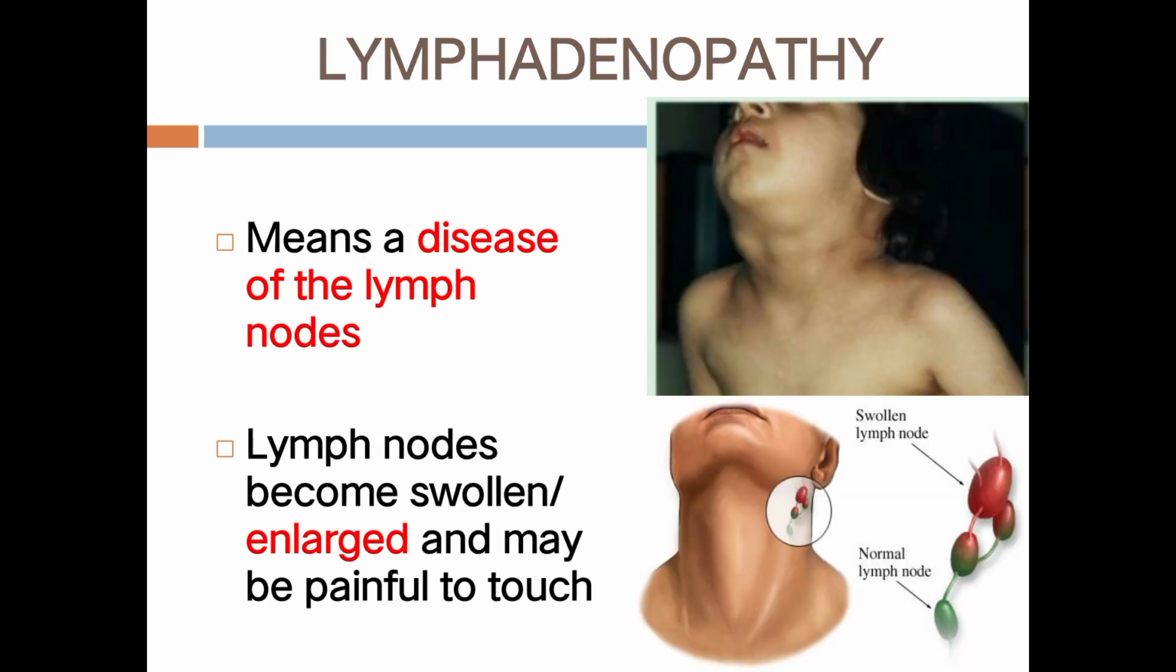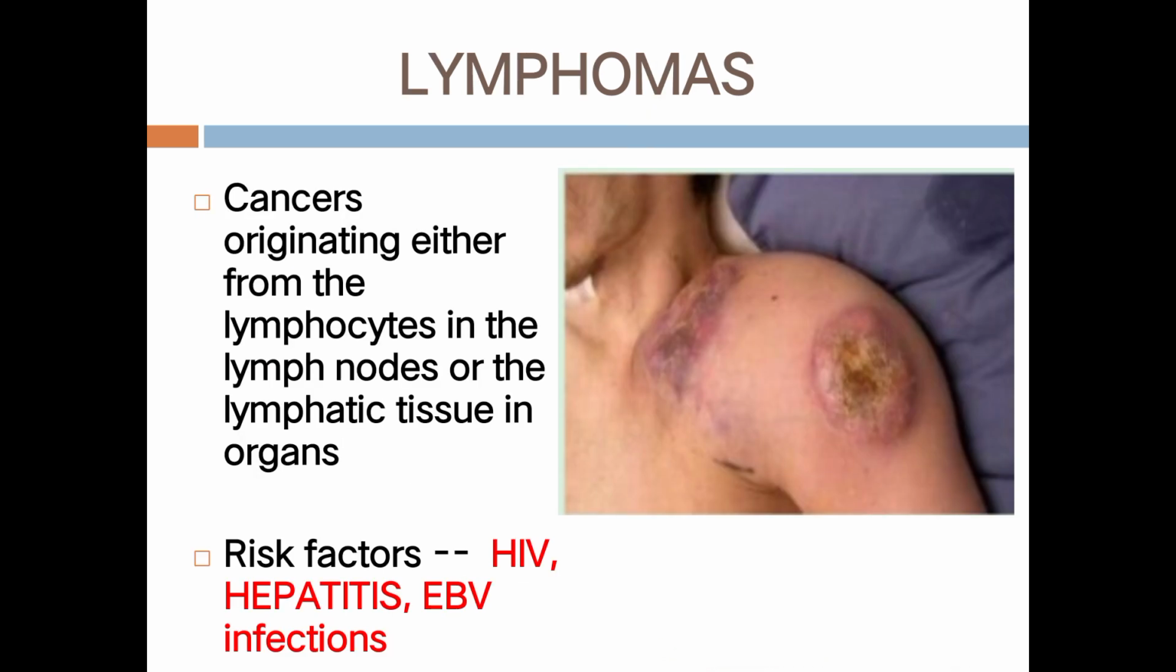Lymphadenopathy means a disease of the lymph nodes. Lymph nodes become swollen, enlarged, and may be painful to touch, like a boil. Lymphomas are cancers originating either from the lymphocytes in the lymph nodes or lymphatic tissue in organs. Risk factors include HIV, viruses such as hepatitis, and EBV infection.